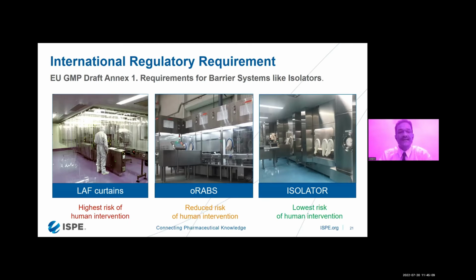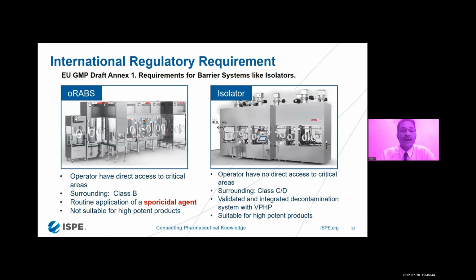Now we come to the second part, which is the regulations. In the regulation part, when we talk about LF curtains, the curtains surrounding with the help of plastic sheets, versus ORABS and versus isolators, you will find that the isolator has the lowest risk of any human intervention. That gives you more sterility assurance compared to ORABS as well as LF curtains, as per the international regulatory requirements.